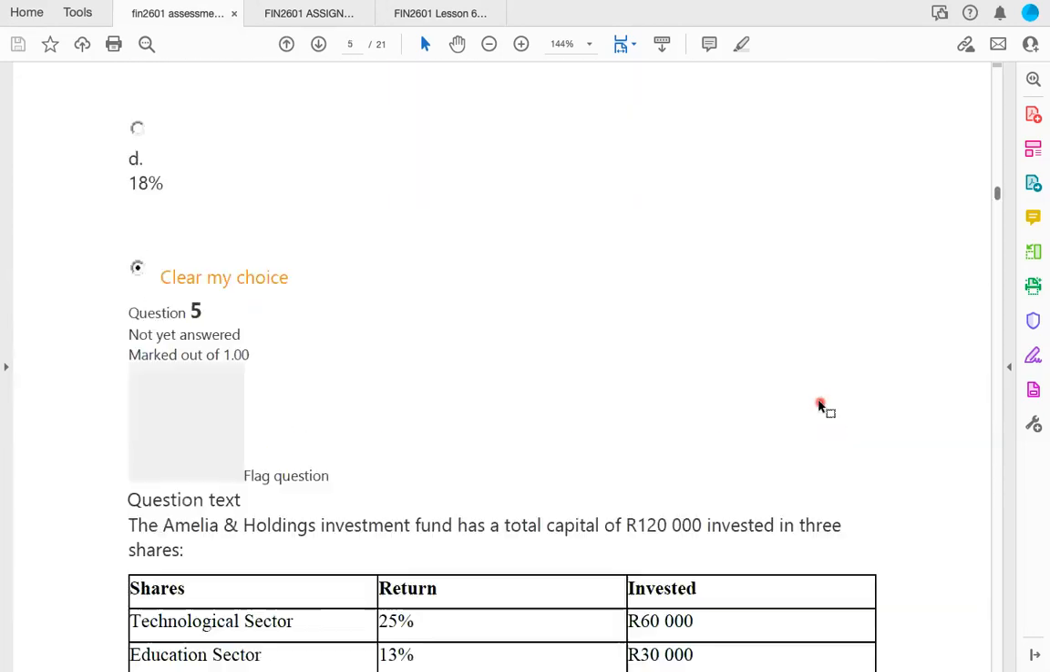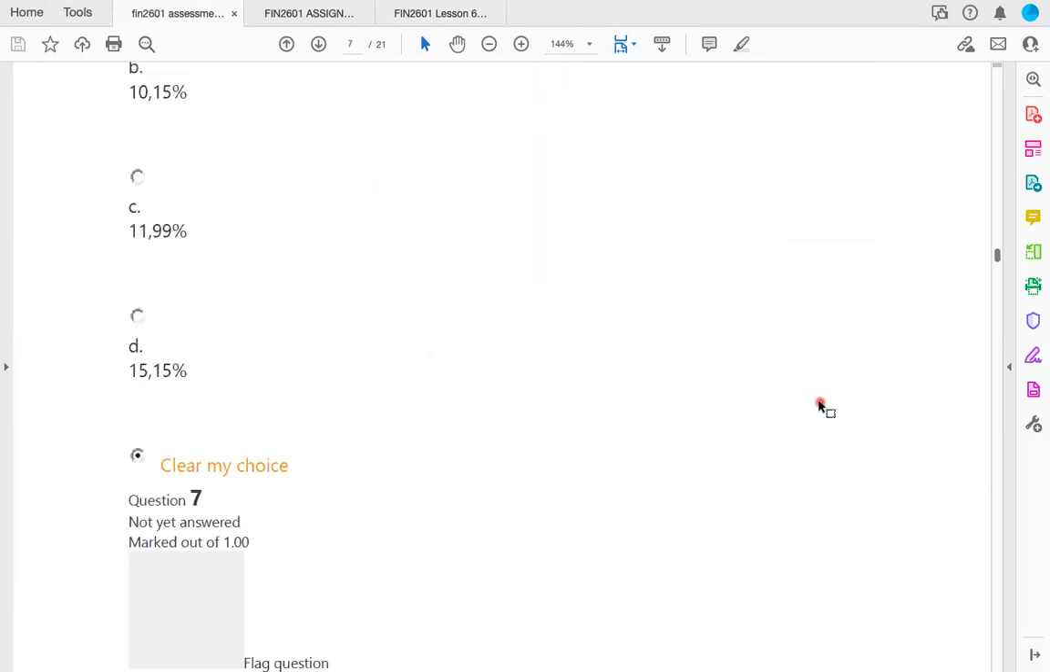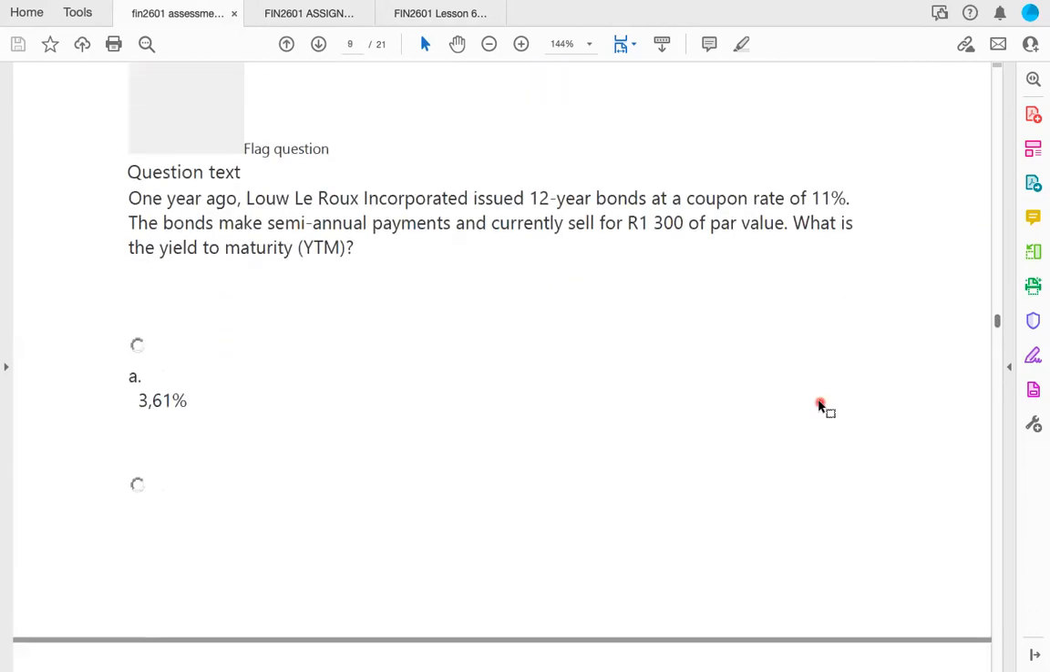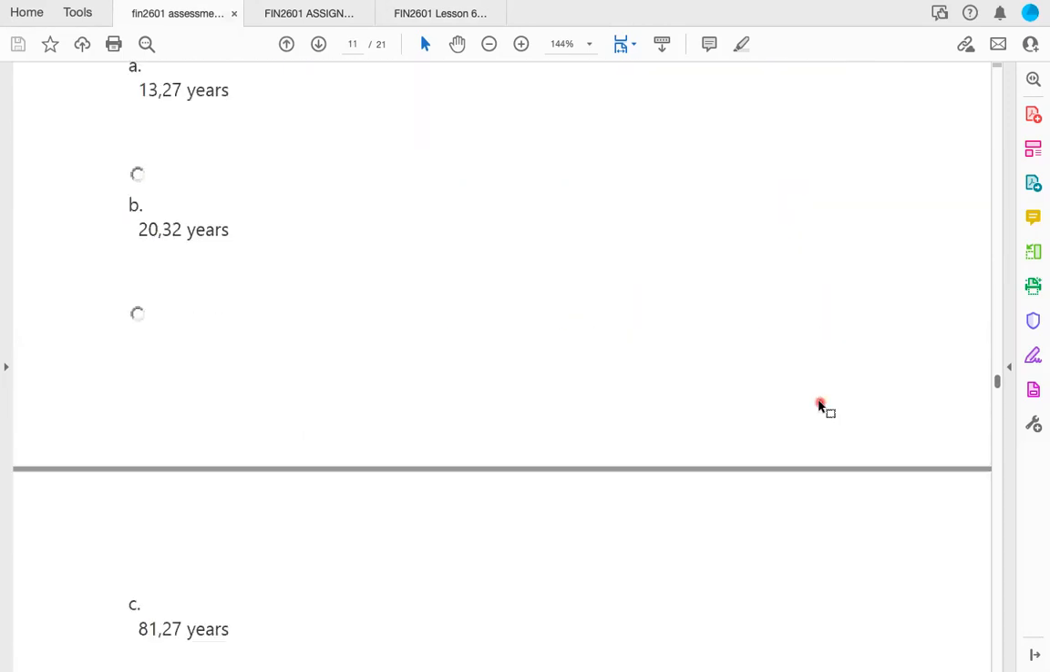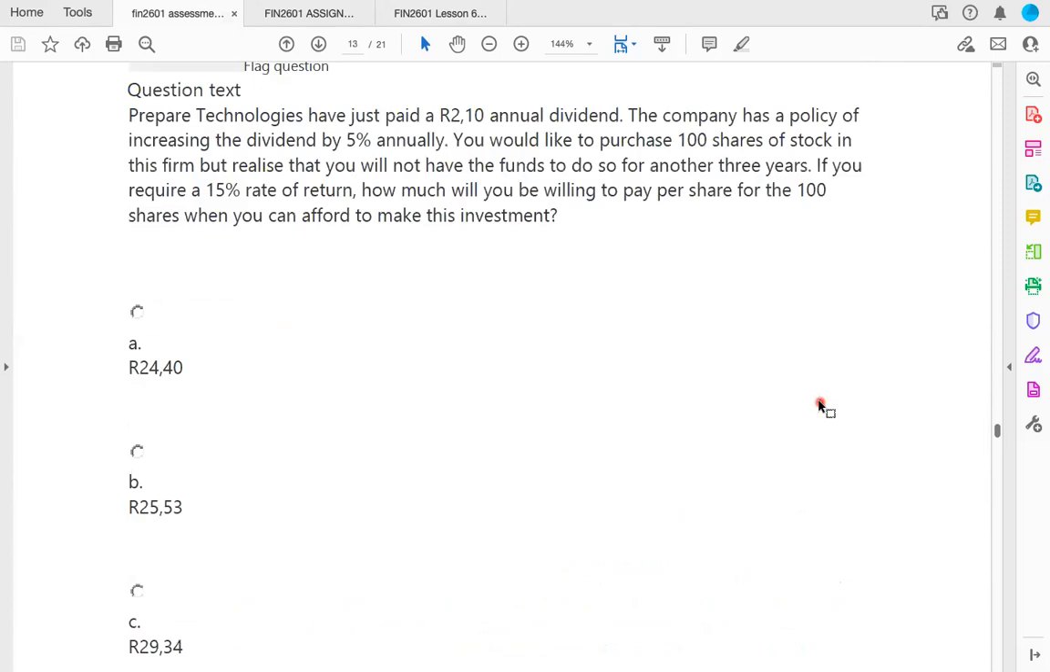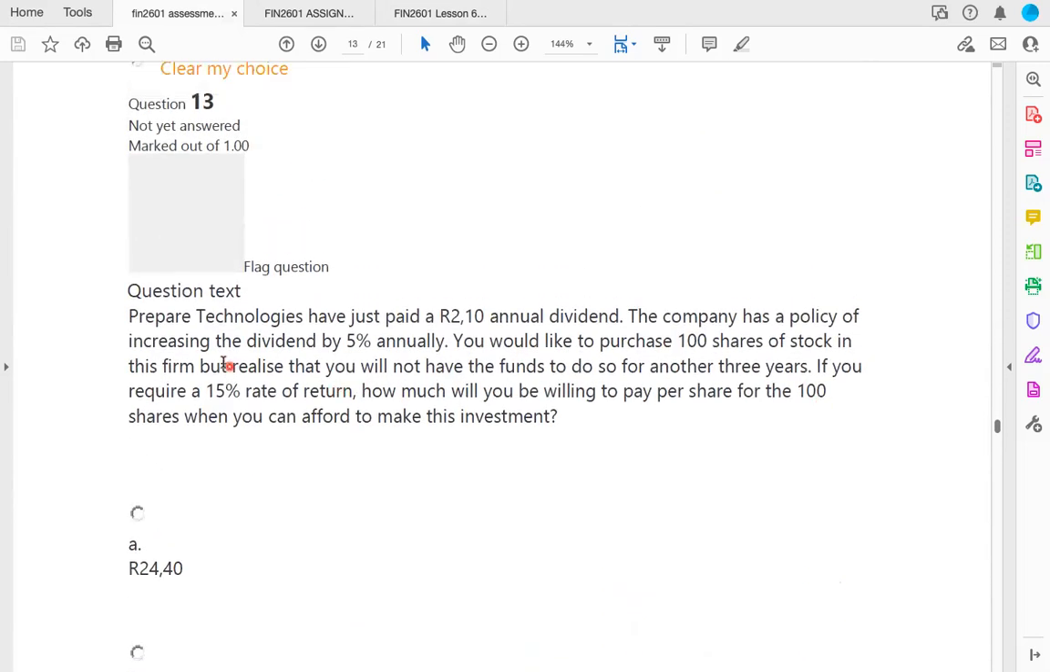So the first question I'm going to look at from that assignment is question 13. These are unique types of questions, not your traditional types of share valuation questions, right? But the concepts are still the same. So Prepare Technologies has just paid a 2 Rand 10 cent annual dividend. The key thing to look at here: we've been told just paid, so this happened in the past. So this is D0. The company has a policy of increasing dividends by 5% annually, right?